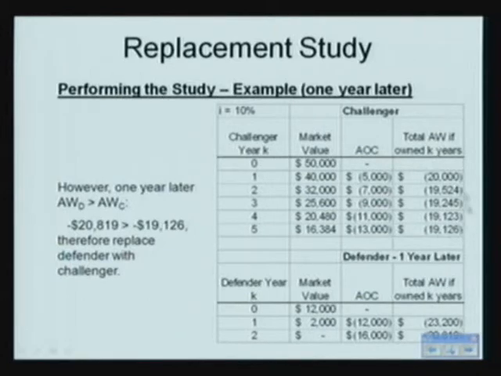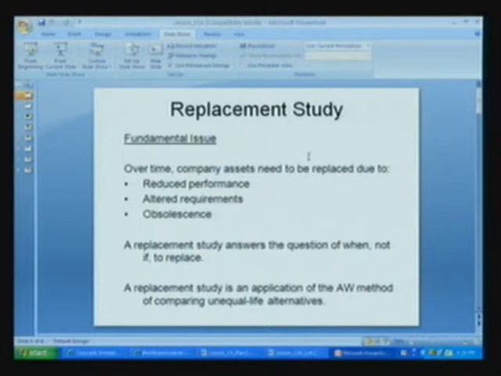I have the same values for the Challenger, because I'm assuming in this case that I could still purchase it for what I could the year before. And I come up with, again, 19,123 as my economic service life of 4 years. Because now the 19,123 is less than the 20,819, I should immediately replace the Defender with the Challenger. And that essentially is the replacement study.